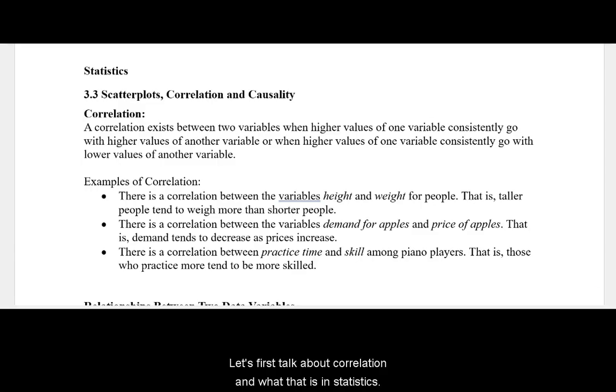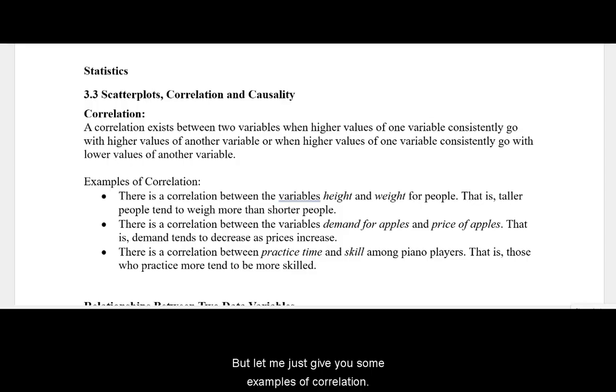Let's first talk about correlation and what that is in statistics. A correlation exists between two variables when higher values of one variable consistently go with higher values of another, or when higher values of one variable consistently go with lower values of another variable. And in a little bit, I'm going to show you visually what that looks like. I think it'll make a little more sense when we can see visually what that is.